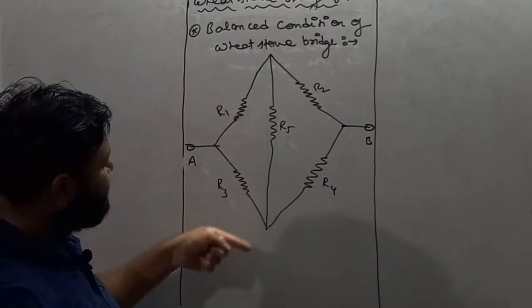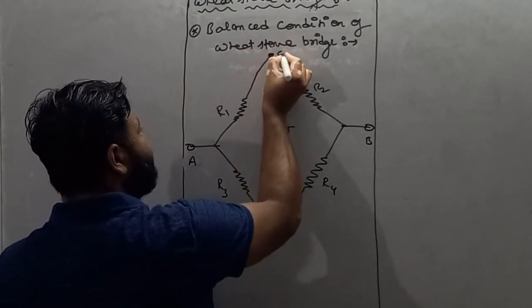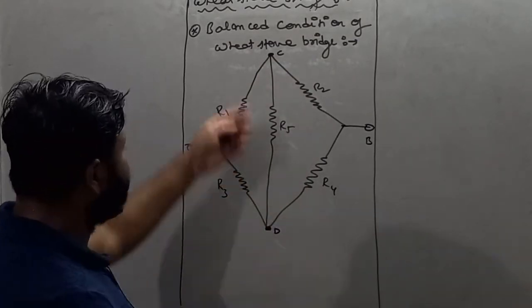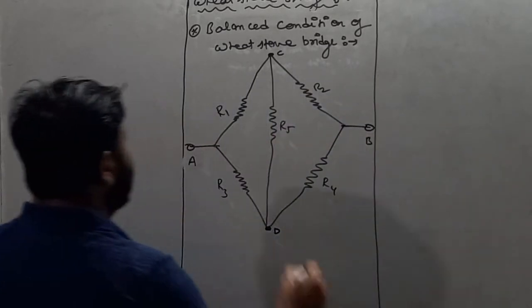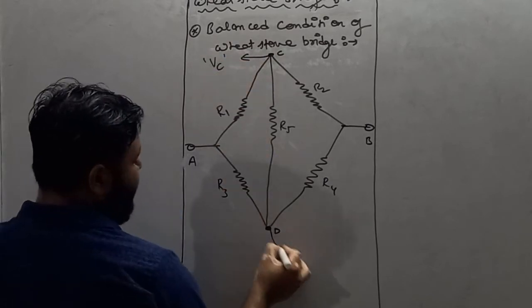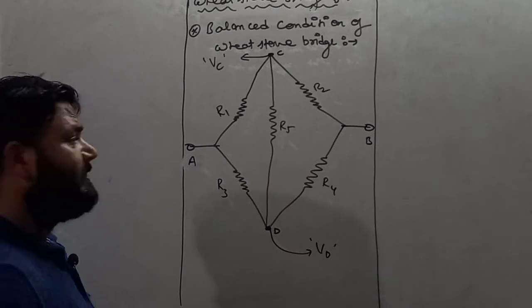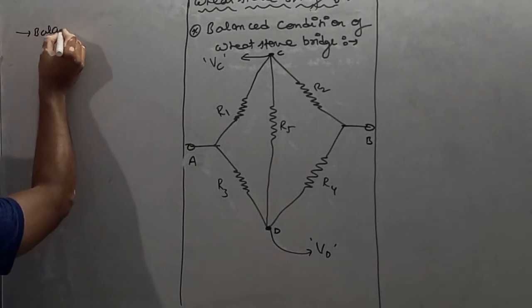Now we know this resistor is basically the bridge resistor which connects point C and point D to each other. Now my dear student, let's check it out. What is the balance condition of the Wheatstone bridge? So let's suppose the potential of point C is Vc and the potential of point D is, my dear student, let's suppose Vd.